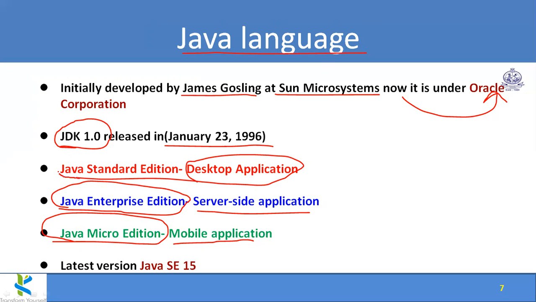So which software is required to do what? That knowledge is required for you. And the latest version of Java is Java Standard Edition 15. Maybe it keeps changing regularly. So when we go to Oracle Corporation's official website, the latest version might be available. Okay.